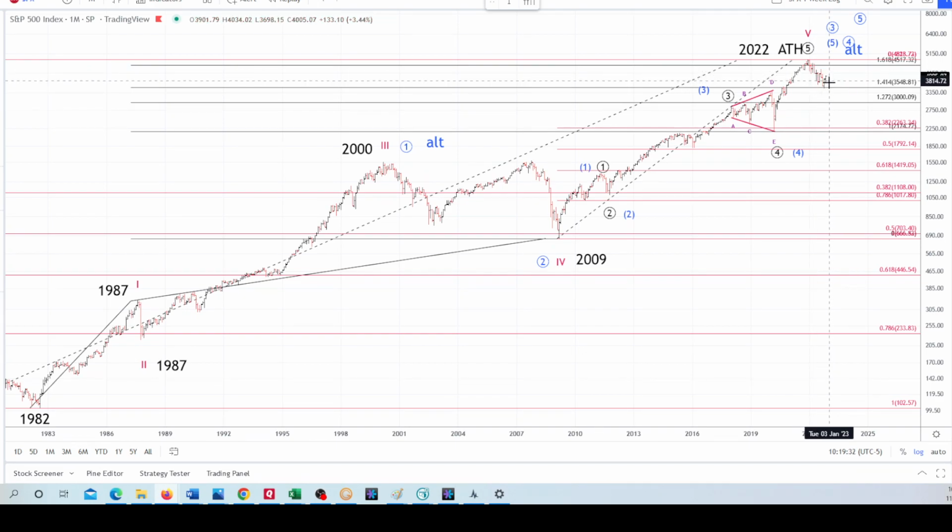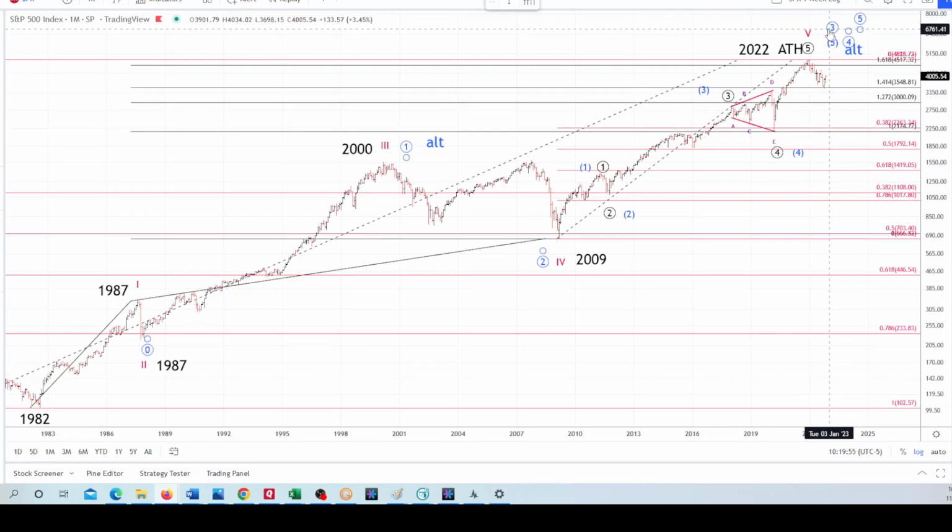Okay, so I want to show you guys an alternate count, which is in blue, which labels the year 2000 high as wave 1 up, 2009 low as wave 2 down, and then we've got a 1 in parentheses, 2 in parentheses, 3 up, 4 down, and 5 up to complete the larger wave 3.